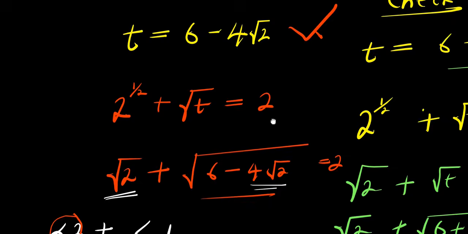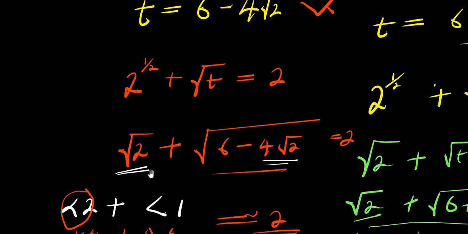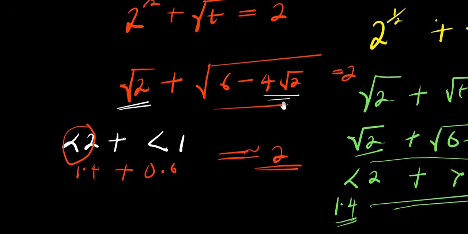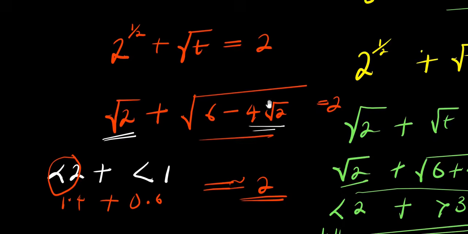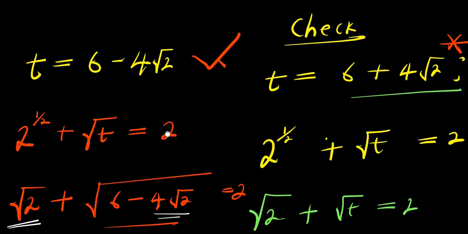We consider the second one here, which is 6 minus 4 root 2, which means we inserted them back here. And at the end of it all, we discovered that this is very close to the answer because this is giving us a number less than 1 and this giving us a number that is less than 2. If you add these two numbers, we are having 2. So that shows that we had only one solution, which is 6 minus 4 root 2.